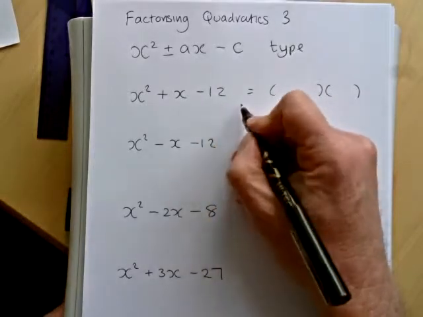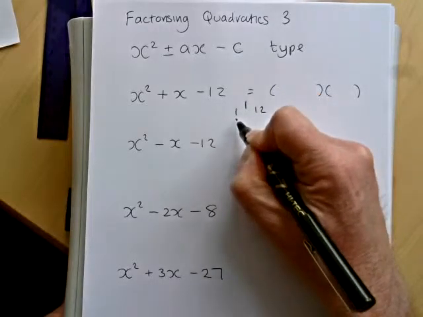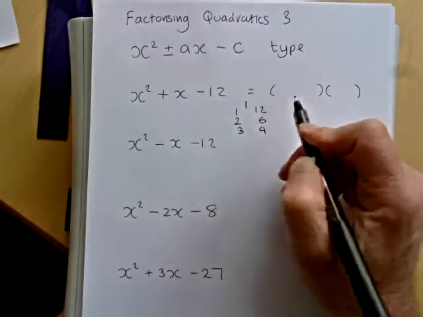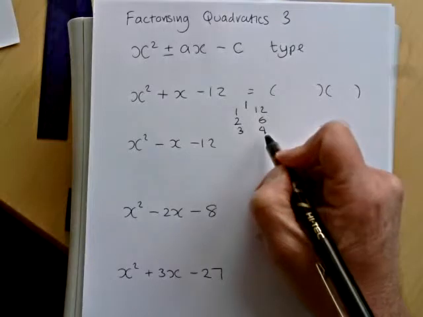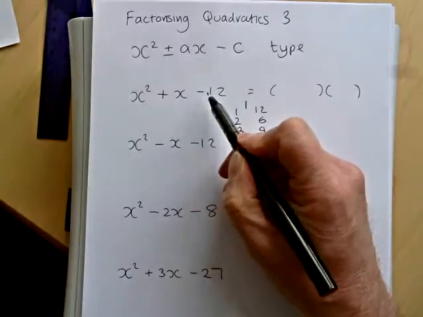We'll talk about the minus in a moment. So we know that 12 comes from either 1 and 12, 2 and 6, or 3 and 4. Now to get a minus, one of them is going to have to be negative and the other is going to have to be positive, because only a minus times a positive will give you a minus answer.